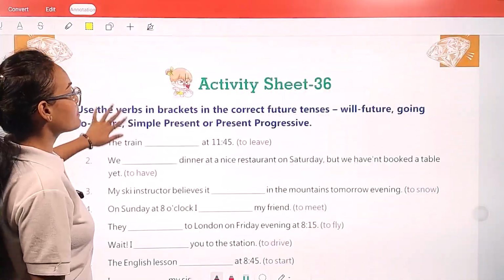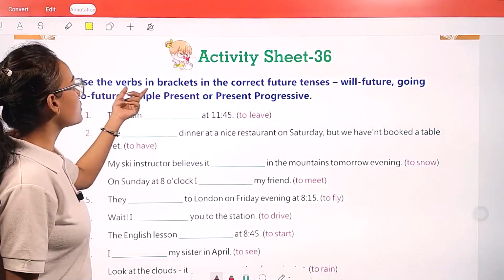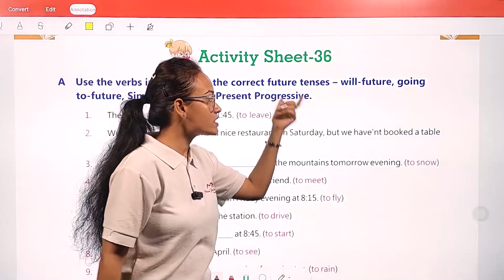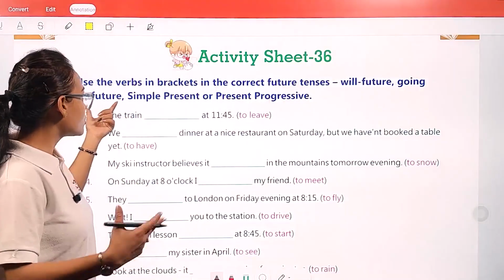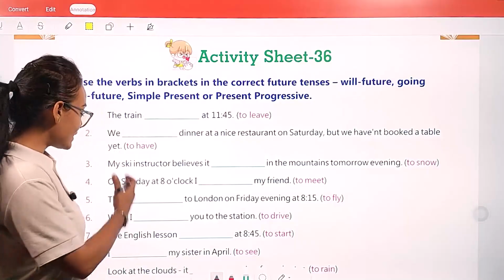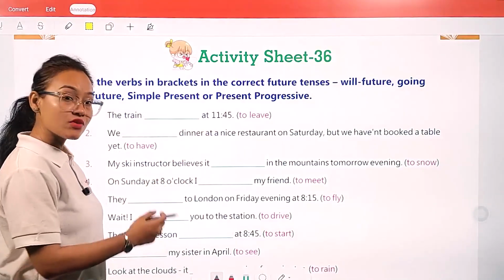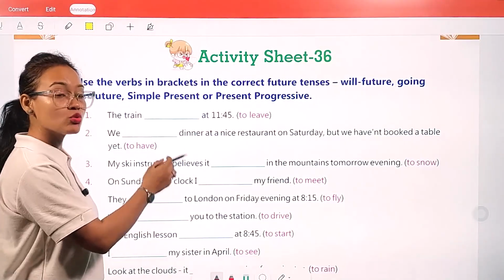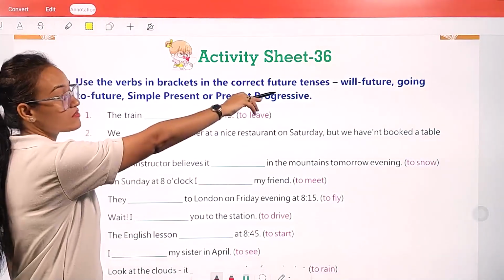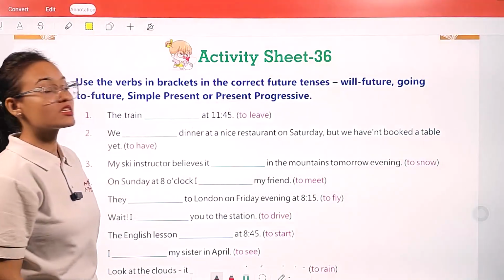Now let's complete activity sheet number 36. Here, A: use the verbs in brackets in the correct future tenses: will future, going to future, simple present or present progressive. In this fill in the blanks, my dear students, some verbs are given in brackets and we are going to convert them according to the demand of the blanks, in the form of will future, going to future, simple present or present progressive.